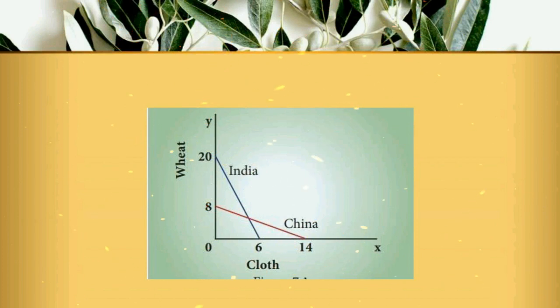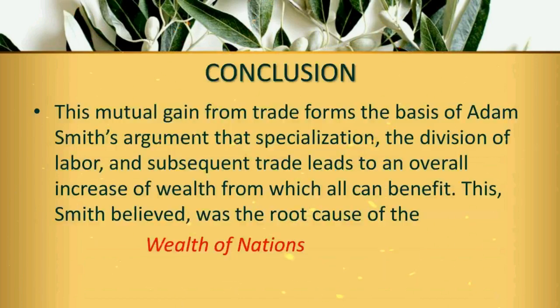Therefore, India should specialize in the production of wheat and import cloth from China. China should specialize in the production of cloth and import wheat from India. This kind of trade would be mutually beneficial to both India and China.